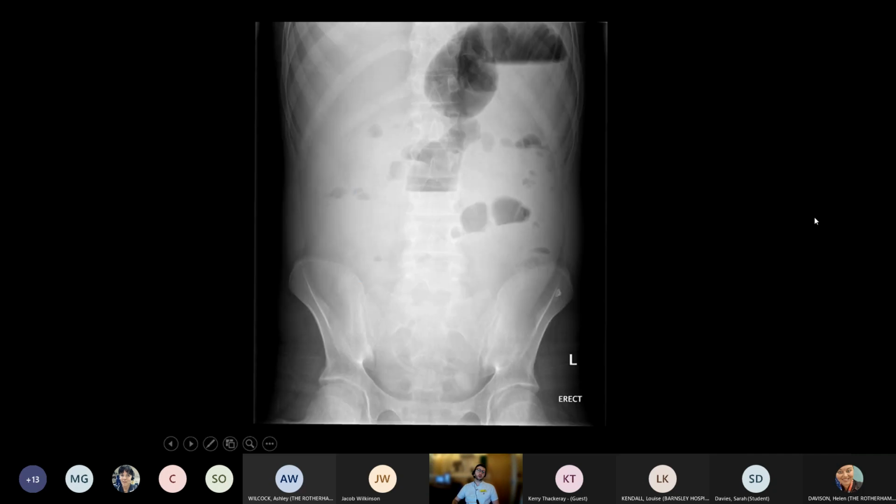Here's an example. We're not seeing liver, we're not seeing kidneys, we're not seeing spleen. We're just seeing this generalized haziness throughout the abdomen. These are the lateral fat planes which have been pushed outwards by the fluid. So this is gross ascites within the abdomen.